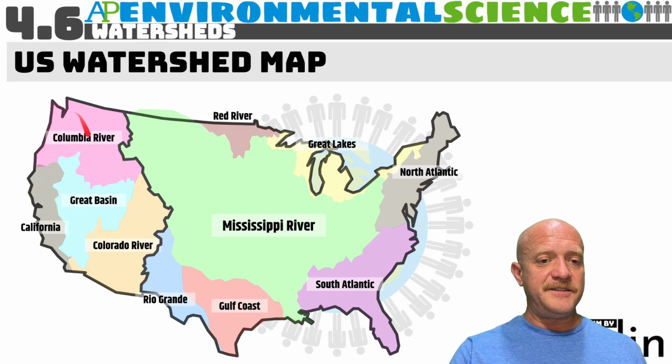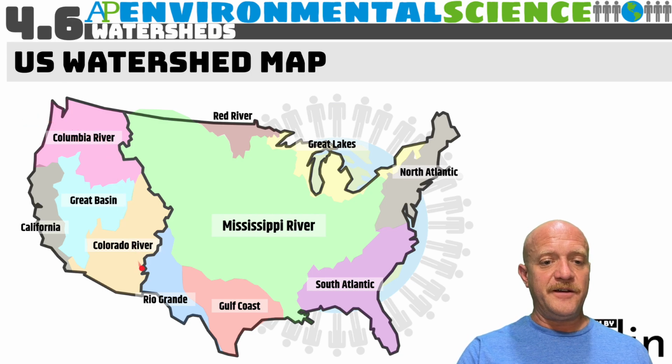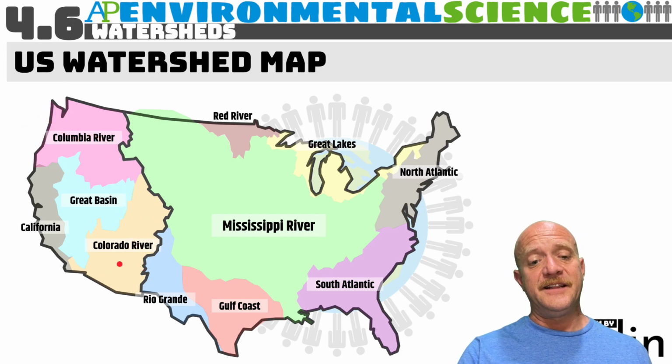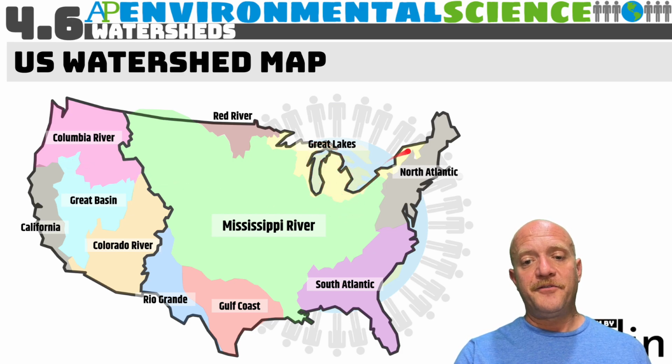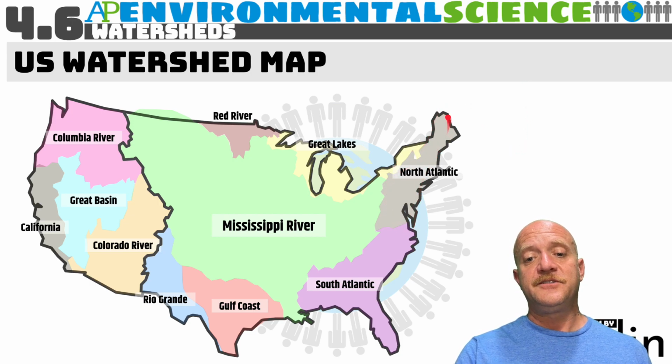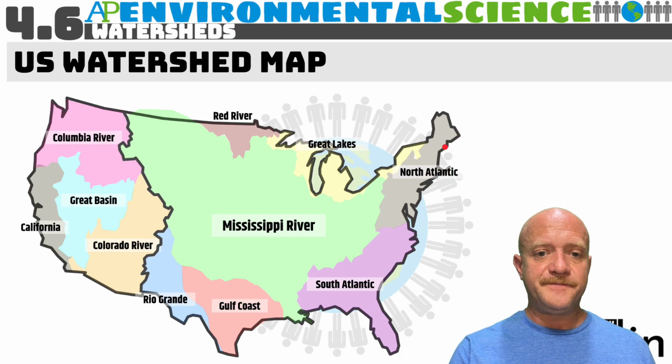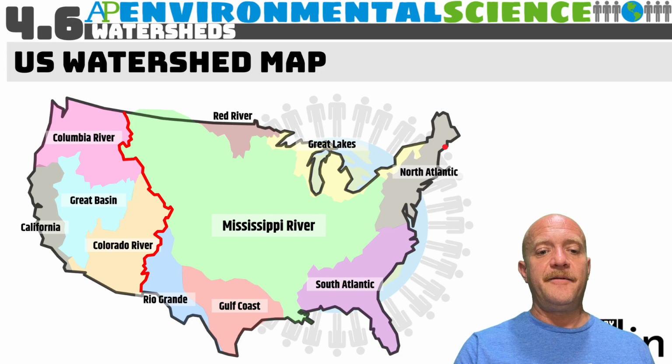The Columbia River goes out into the Pacific Ocean. The Colorado River, we'll be discussing this one. The Great Basin is actually a desert, so this water doesn't actually flow anywhere out. The water will just flow in here and then evaporate. This water will flow out through the Great Lakes, through the St. Lawrence River, and all of the water where we are found goes to the North Atlantic Ocean, because we're right on the coast.